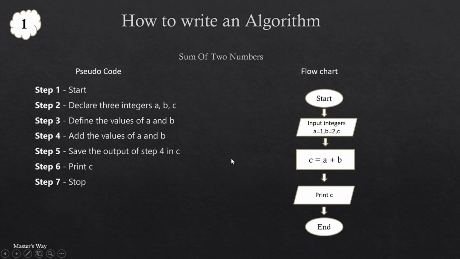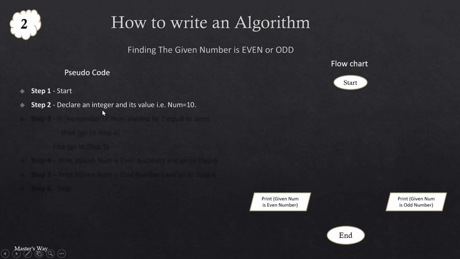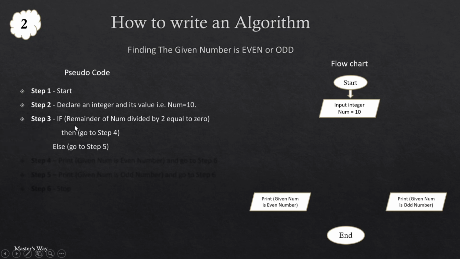Now we will see another example of how we can write an algorithm for finding whether the given number is an even number or odd number. Okay, so first we will see the pseudocode as well as the flowchart. First we will start the pseudocode, and algorithm start in the flowchart. Then we will declare an integer and its value, that is number equal to 10. Okay, we will declare the integer and its value. Number is an integer type, so number equal to 10. Now the condition: if remainder of the number divided by 2 equal to 0.